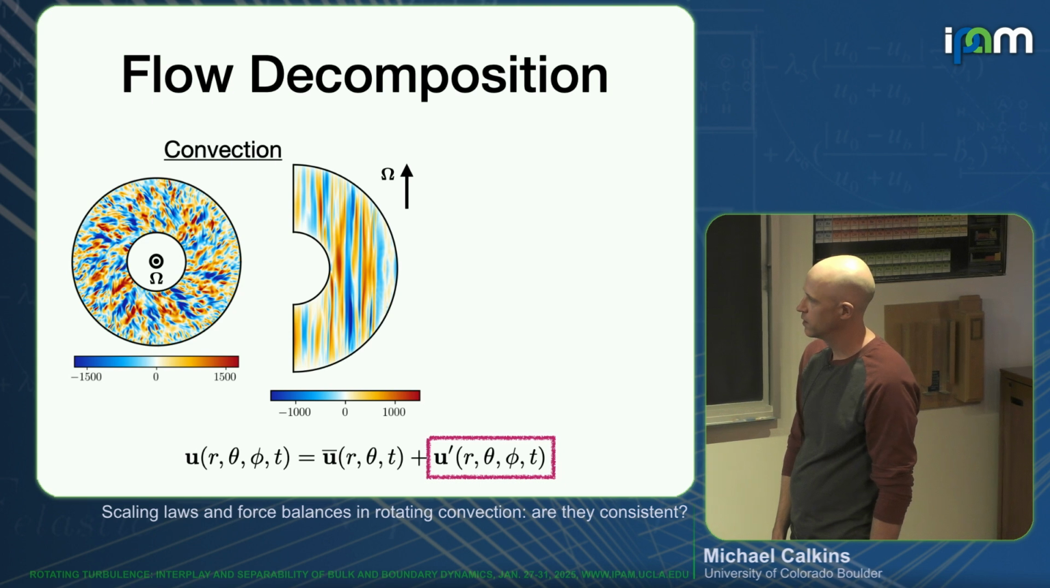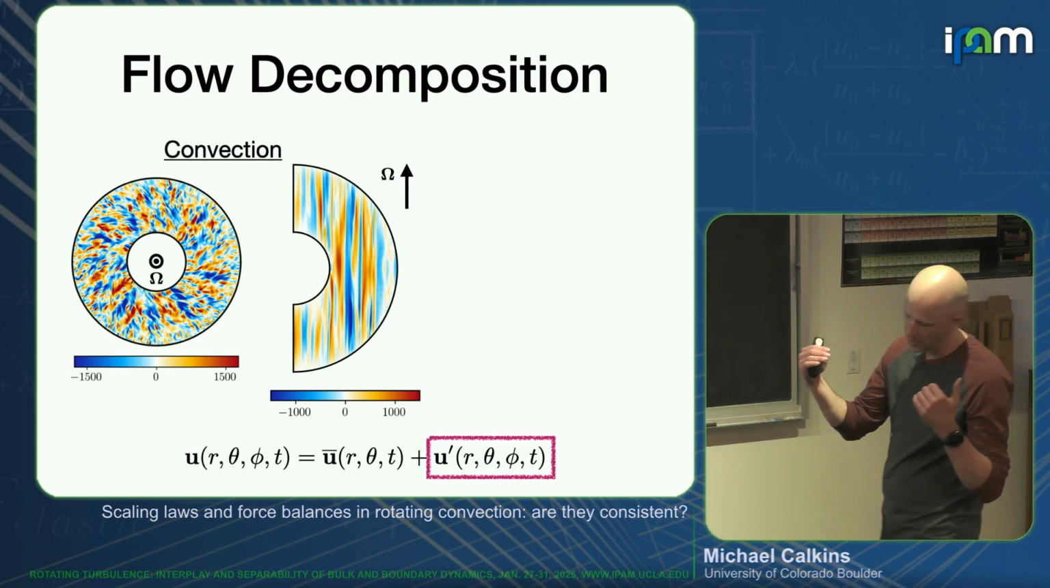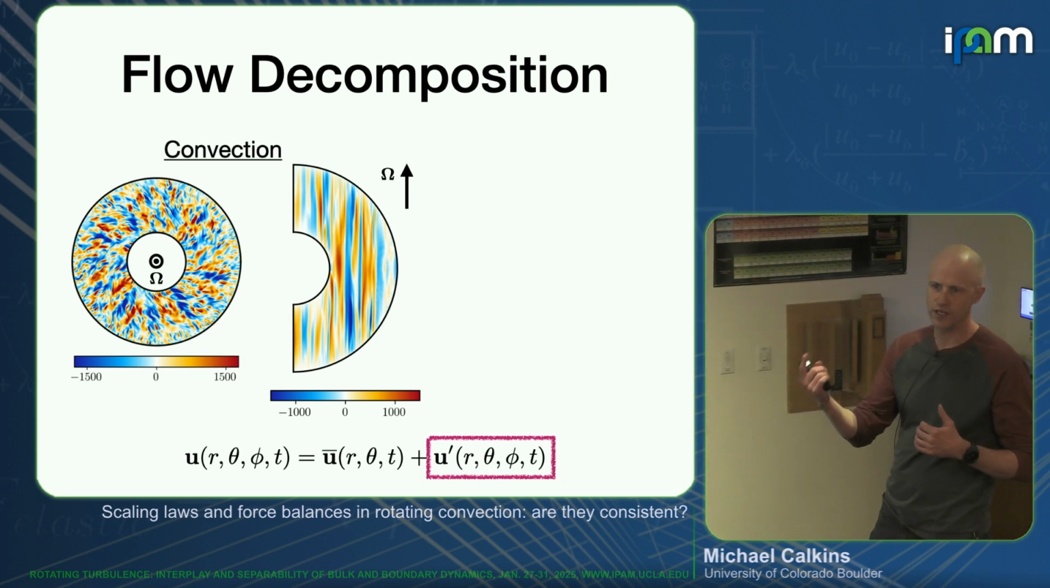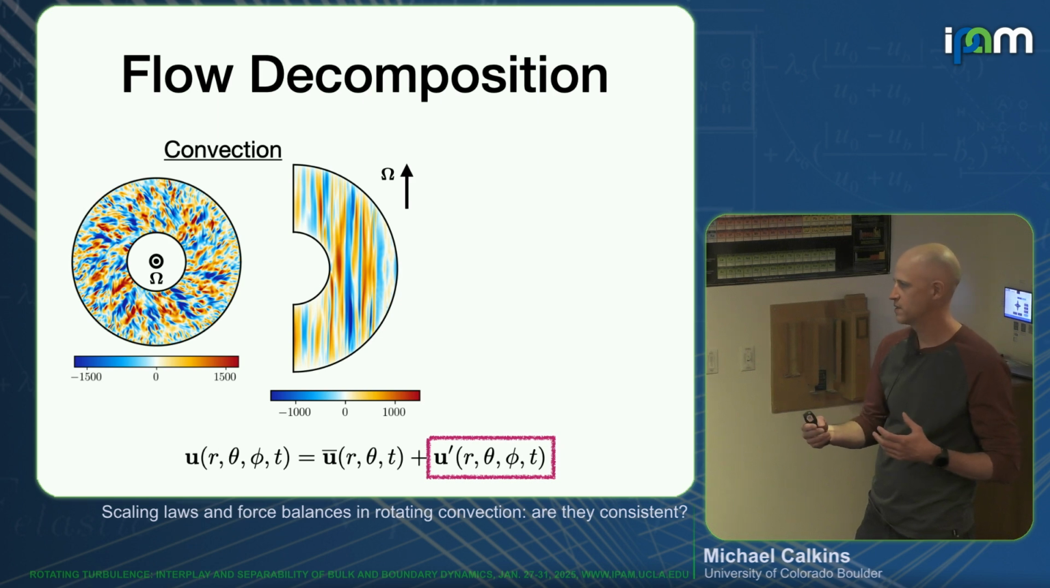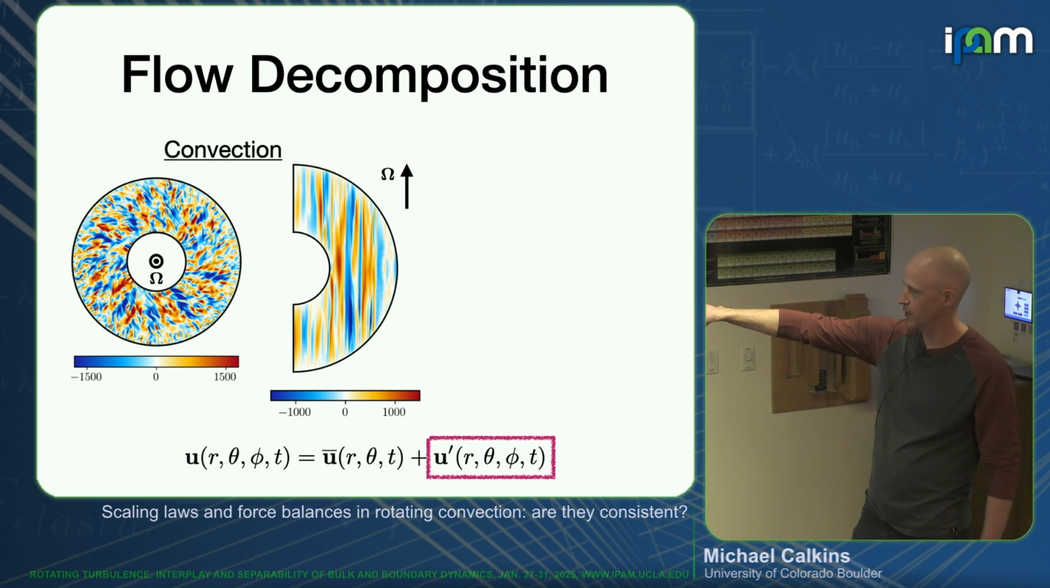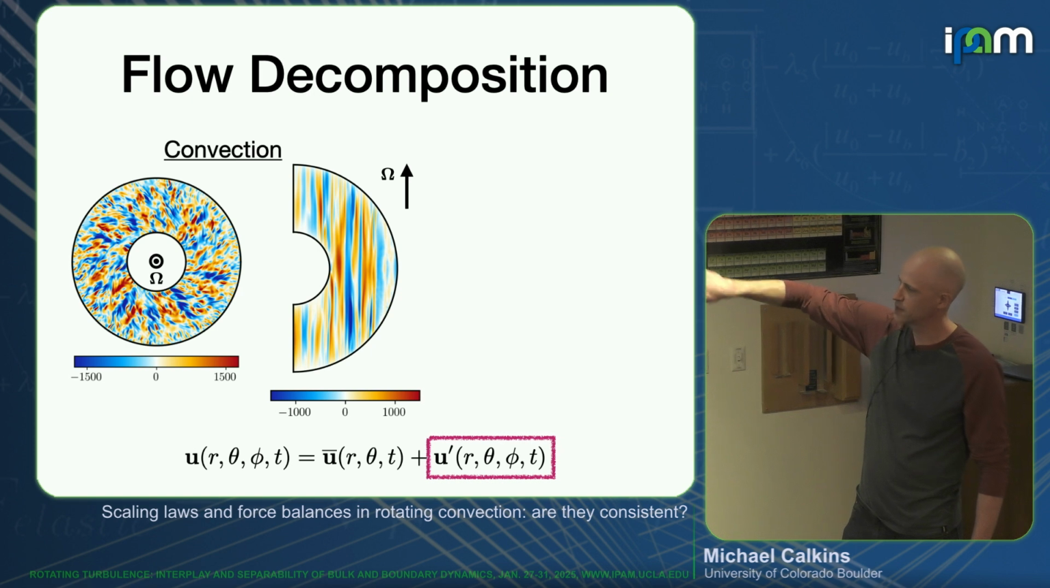So what does the flow look like? In a spherical shell with stress-free boundaries, you get different force balances depending on what scale of motion you're interested in. And so I'm going to decompose the flow, all flow quantities, into an axisymmetric component, so a zonal average. The bar here is just a zonal average. And then everything else, the primed quantities, I'll just call the convection.